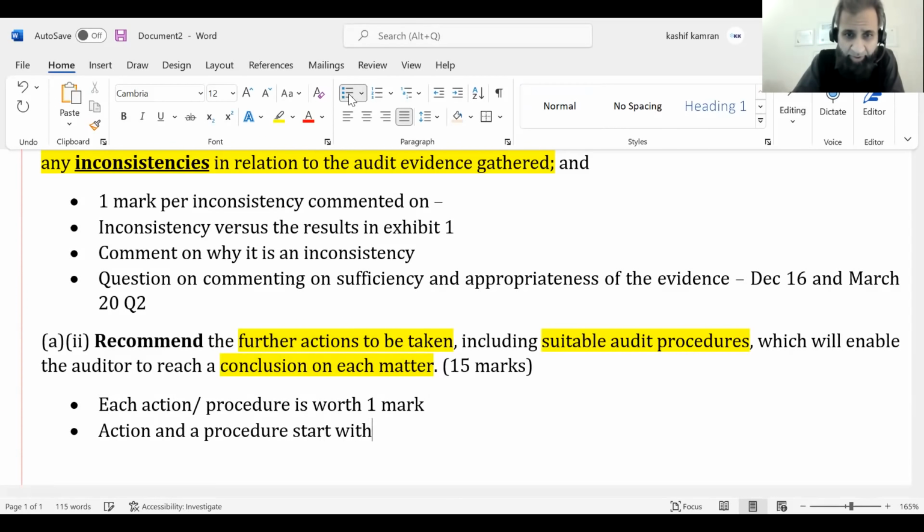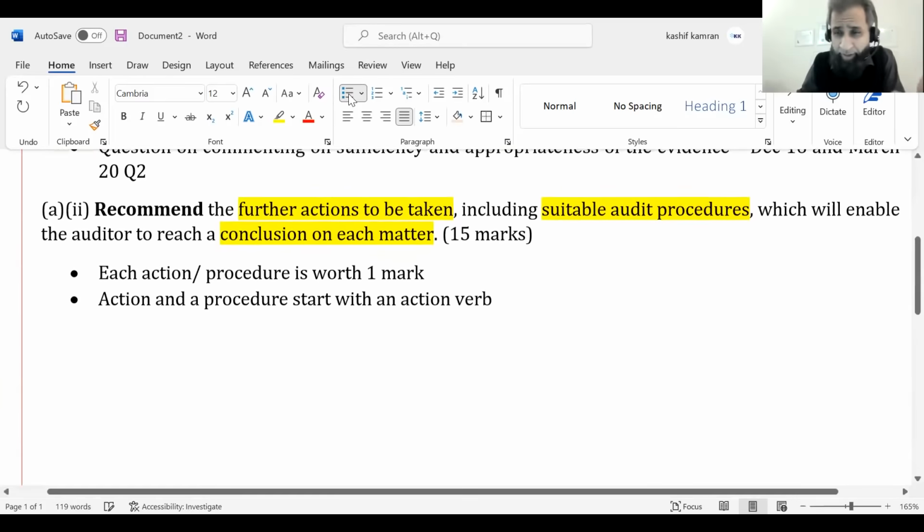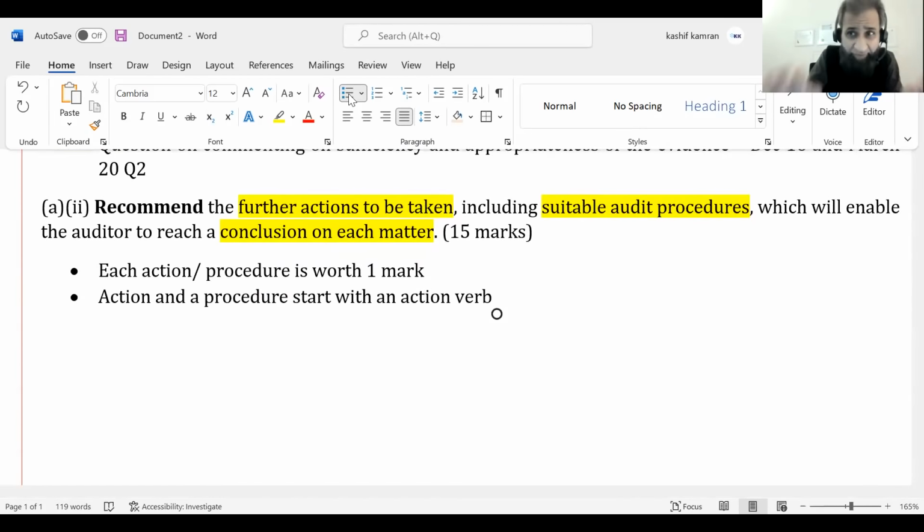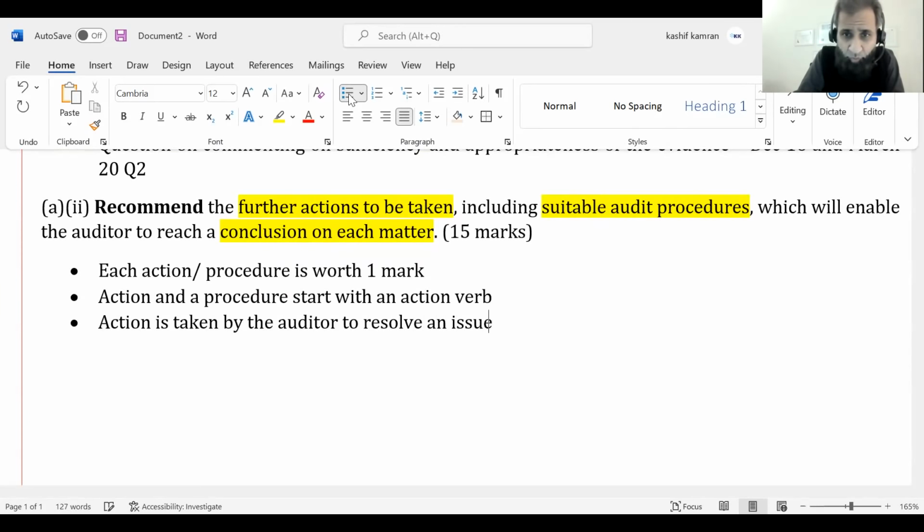start with an action verb. When you're writing an action or a procedure, you start with an action verb like discuss or review or recalculate. But the difference between an action and a procedure is what? Action is taken by the auditor to resolve an issue or resolve a problem, whereas procedure is performed to gather evidence.